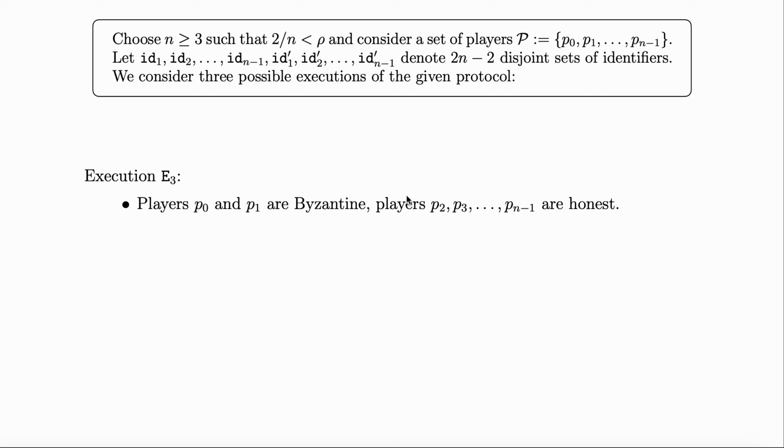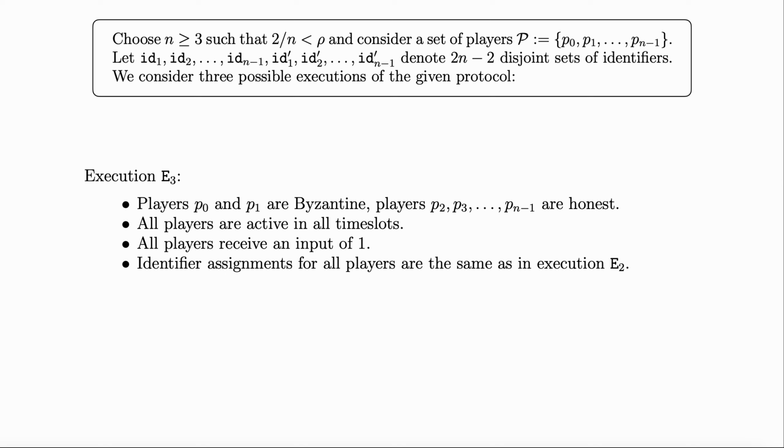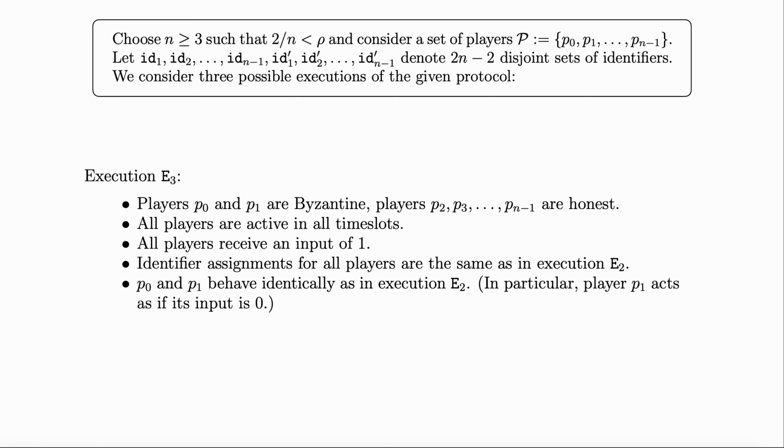We want to make sure the execution is indistinguishable from the last one as far as these players are concerned. Again, all players are active in all time slots. All players now receive an input of 1. Remember, P2 up to Pn minus 1 received an input of 1 in the last execution, while P1 received an input of 0. So far this is indistinguishable from the previous execution as far as these players are concerned. Identifier assignments for all players are the same as in the previous execution, E2. And P0 and P1 behave identically as in execution E2. So in particular, P1 acts as if its input is 0.